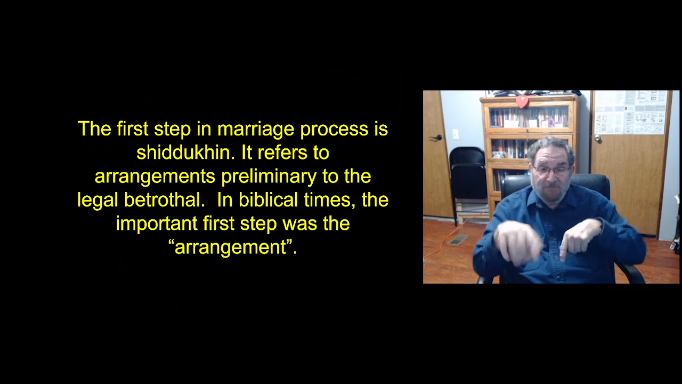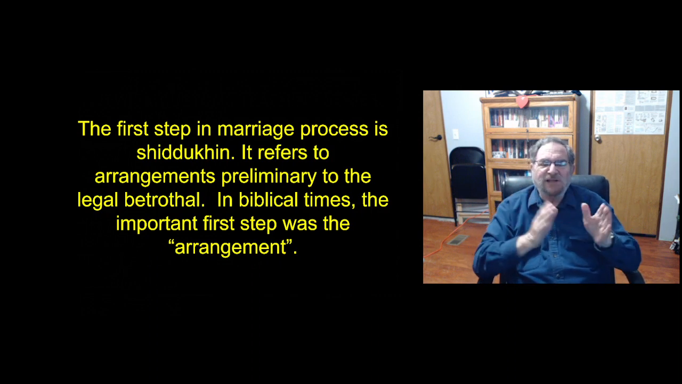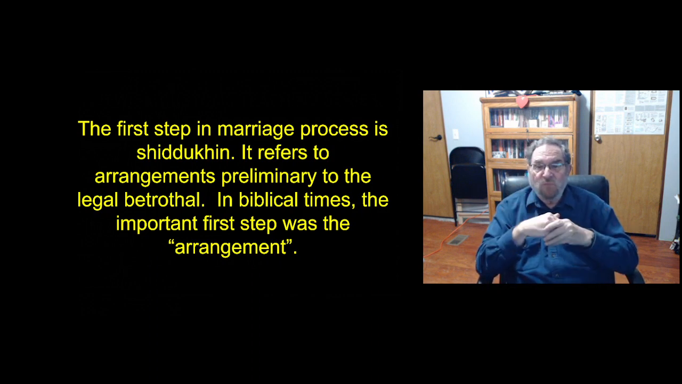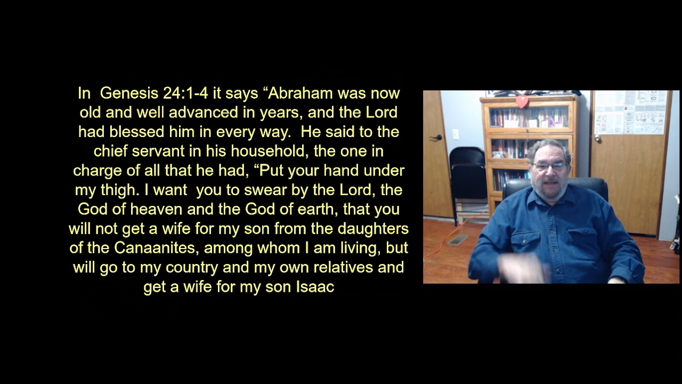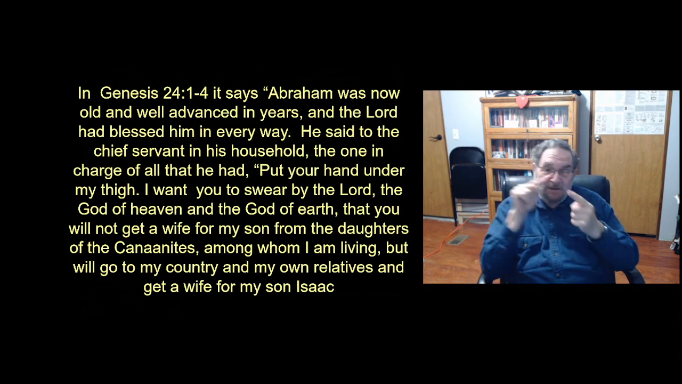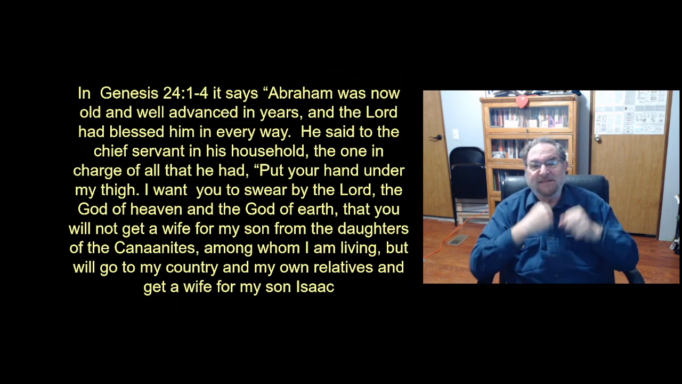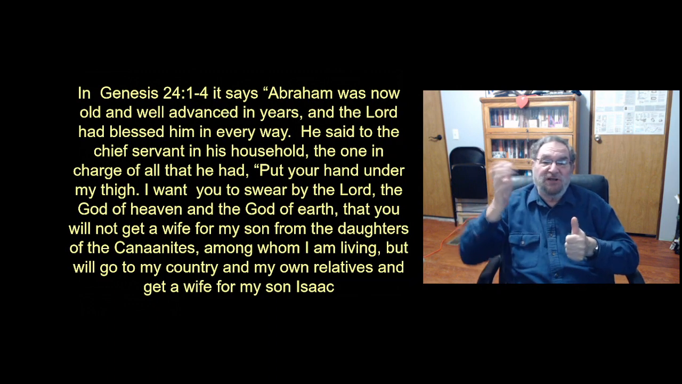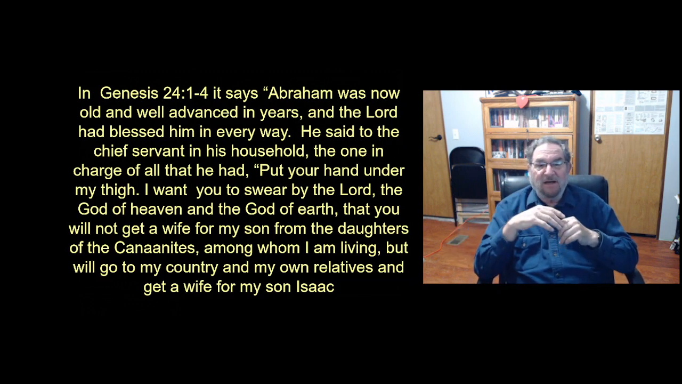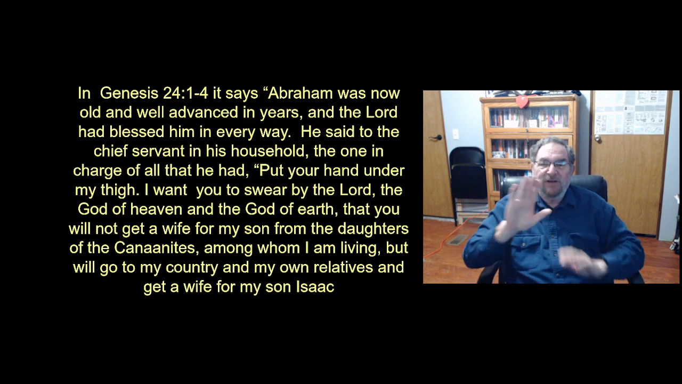The first step in a marriage process is called the Shidukin, which refers to the arrangement preliminary to the legal wedding. Back in biblical times, the important first step was called arrangement. In Genesis 24:1-4, it says Abraham was now old and well advanced in years, and the Lord blessed him in many different ways. He said to the chief servant of his group, he asked him to put his hand under his thigh.